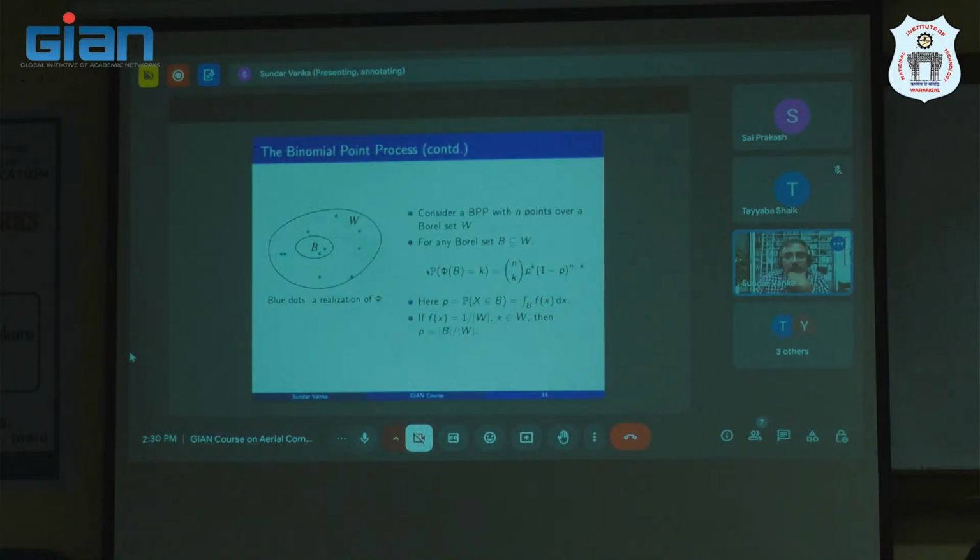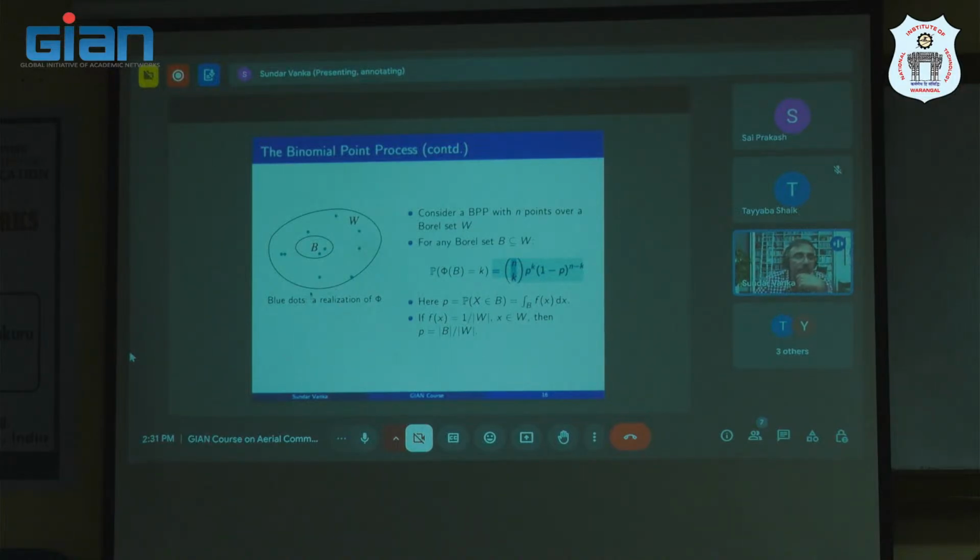So I want to give a flavor for why it's called binomial. It seems very arbitrary that you should call something like this binomial, right? So let's start with a very basic idea here. Let us say that you have some W, which is where you deployed your swarm. And you have some set B, strictly inside this, or at least contained in this. Now, what is the probability that I'm going to have exactly K UAVs in B? It turns out that can be written as the binomial distribution. So that is why it's called the binomial point process.